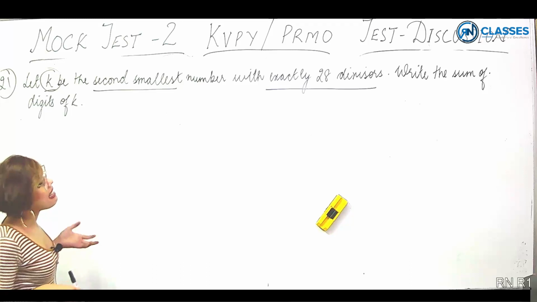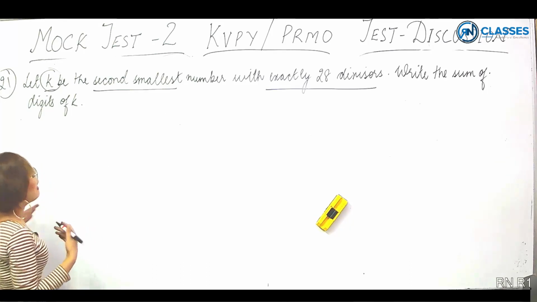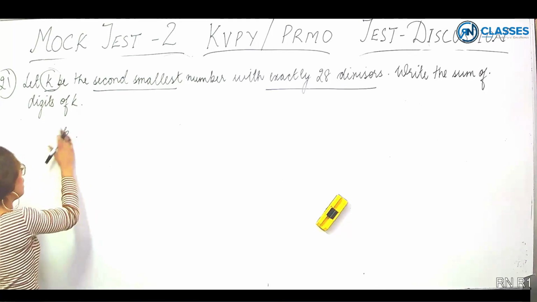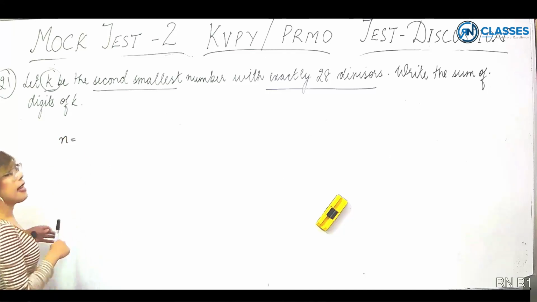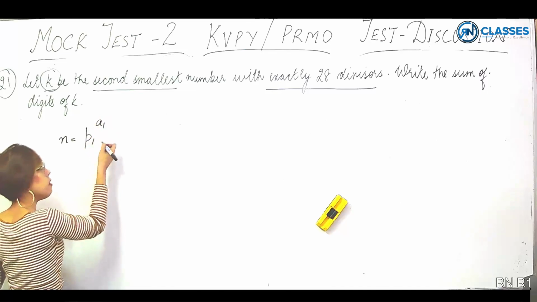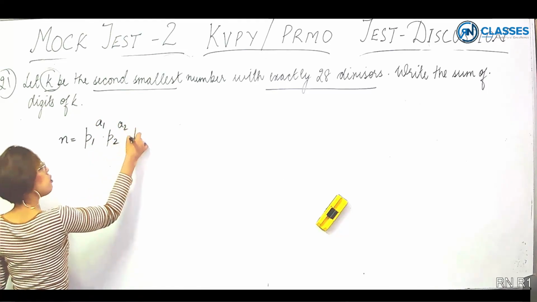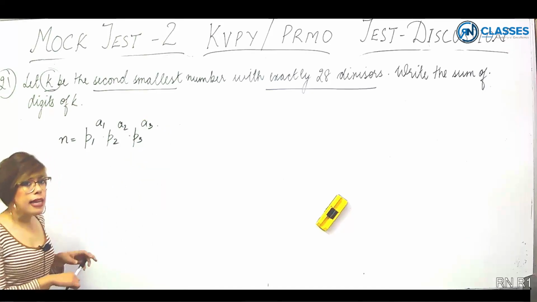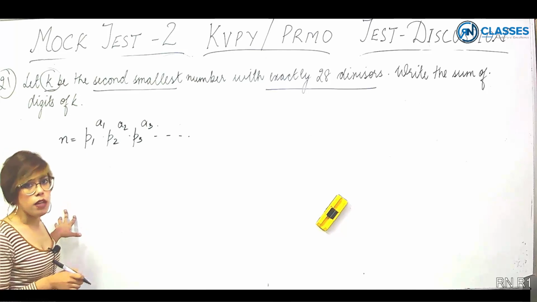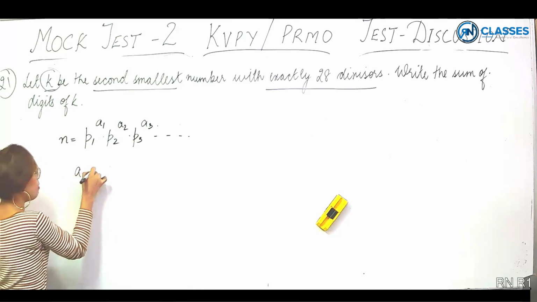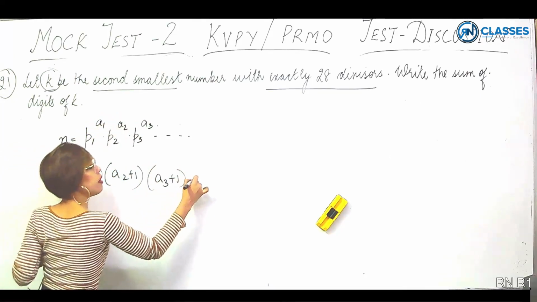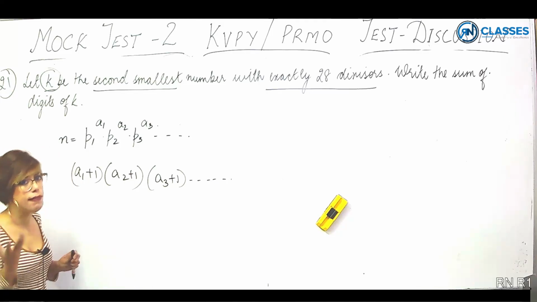Now, mind you, he says exactly 28 divisors. So, if I have any number, suppose that is N, I can prime factorize it, so it may be P1, which is a prime number raised to A1, into P2 raised to A2, into P3 raised to A3, and so on. If I want to write the number of divisors of N, how do we find that out? We find that out as A1 plus 1, into A2 plus 1, into A3 plus 1, and so on. This is how we find the number of divisors.